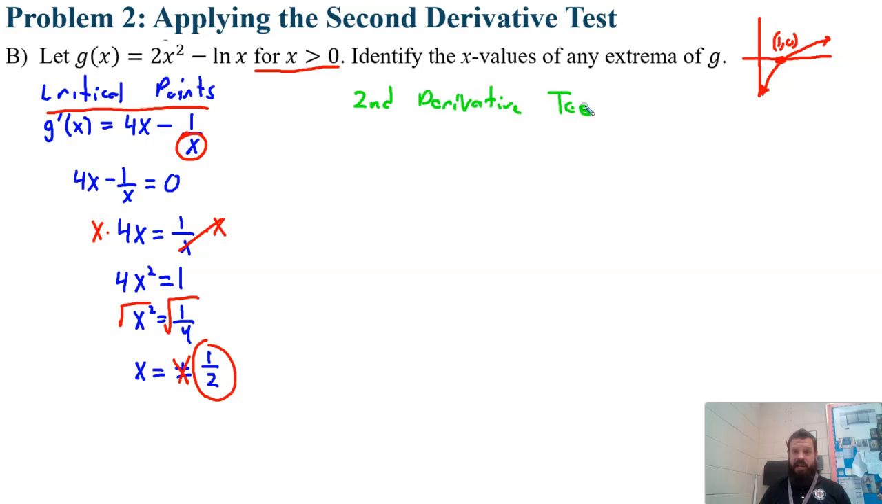Or second derivative test, in other words. Let's go ahead and find that second derivative. Now, with this one, we've got our first derivative written like this, which is nice for plugging values in. But it might not be a bad idea to rewrite that as 4x minus x to the negative 1 power, getting it ready to actually find the derivative.